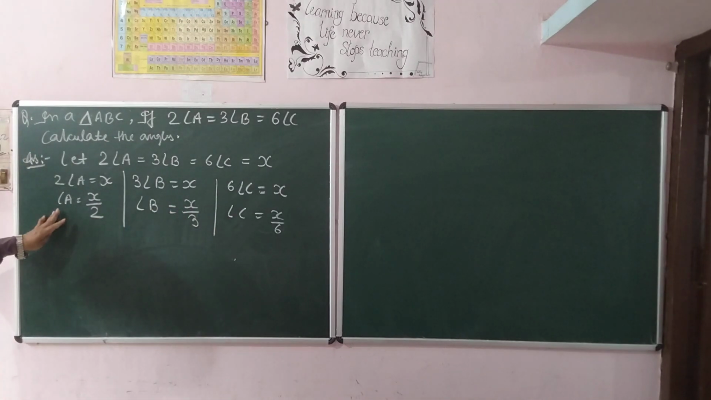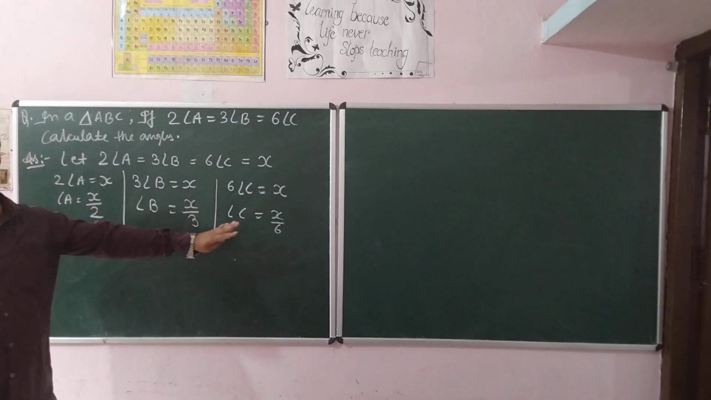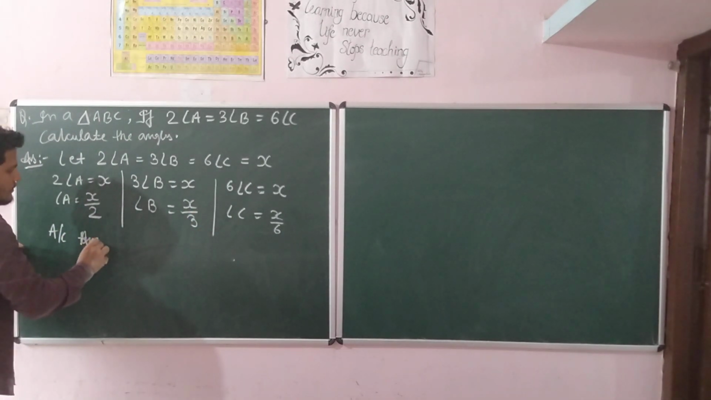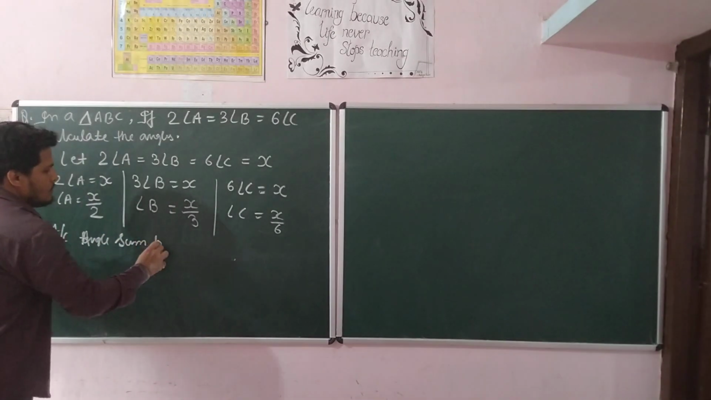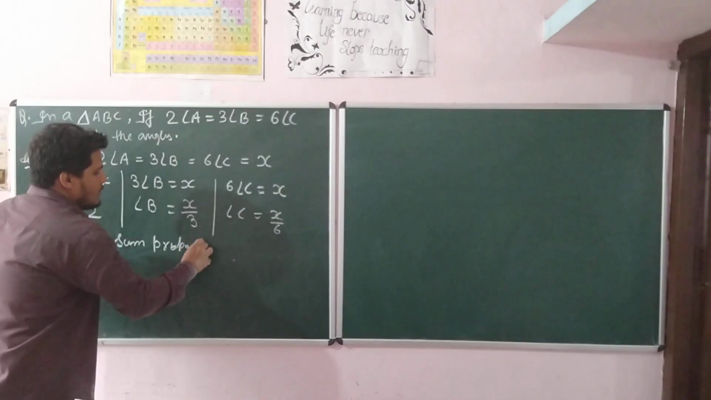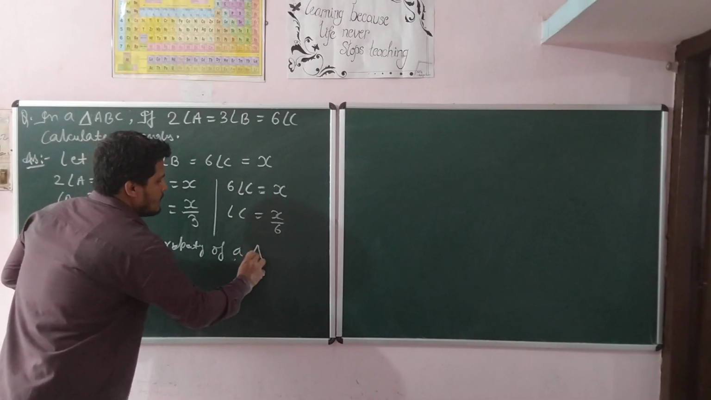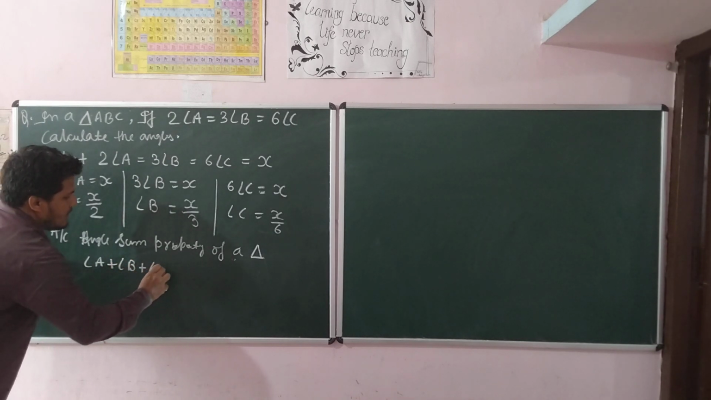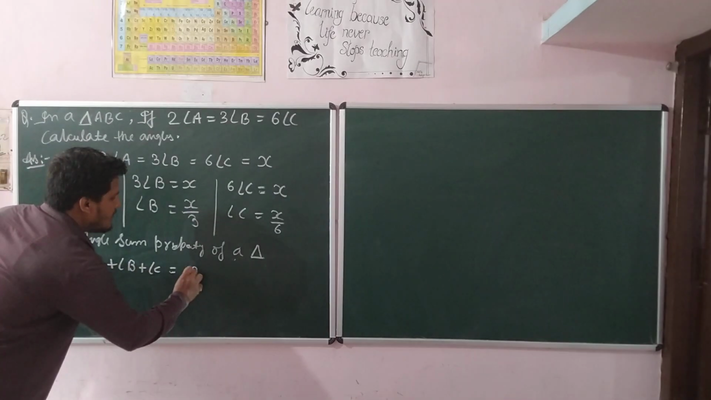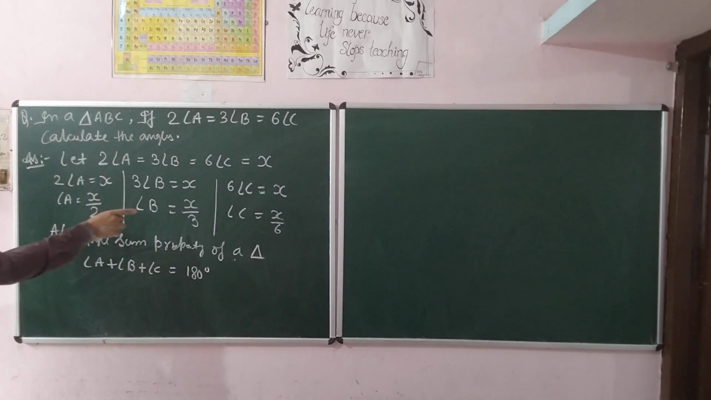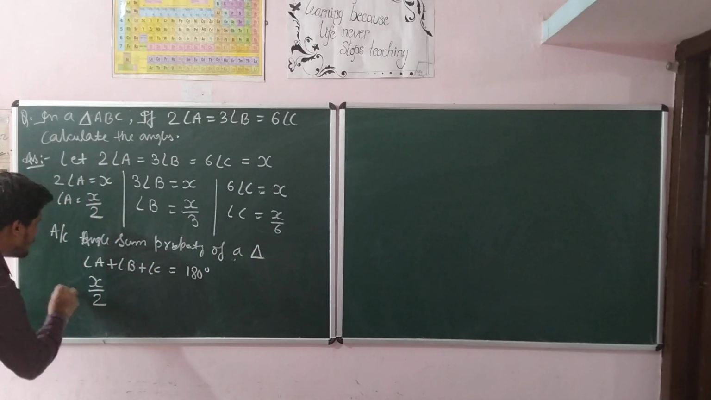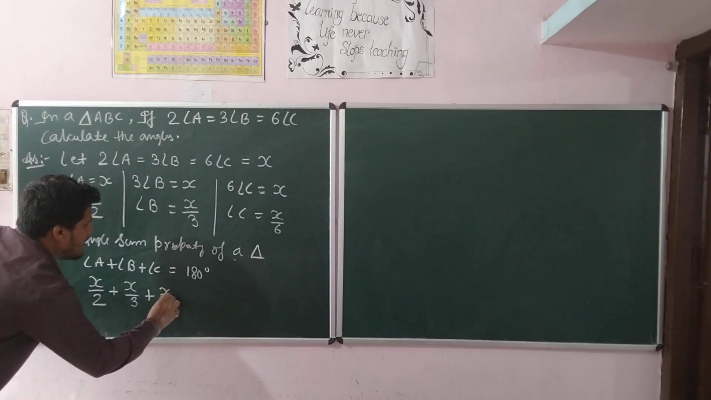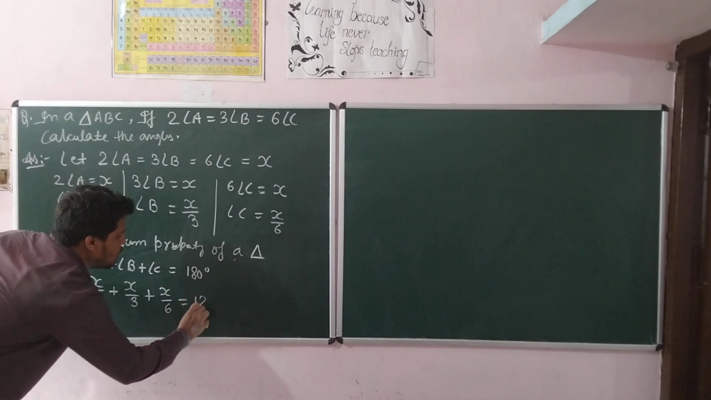So according to the angle sum property of a triangle, the sum of all angles of a triangle is equal to 180 degrees. We have to write according to the angle sum property of a triangle. So angle A plus angle B plus angle C is equal to 180. So what is the value of angle A, B and C? Put it: x by 2 plus x by 3 plus x by 6 is equal to 180.